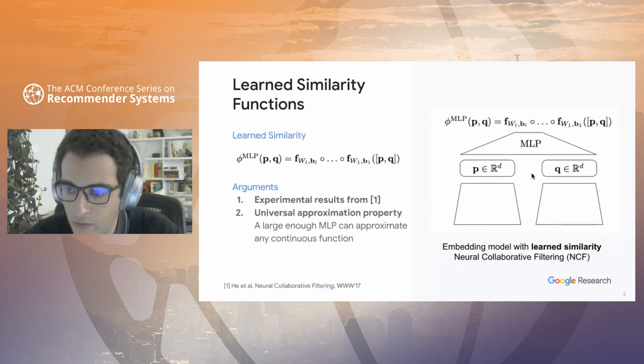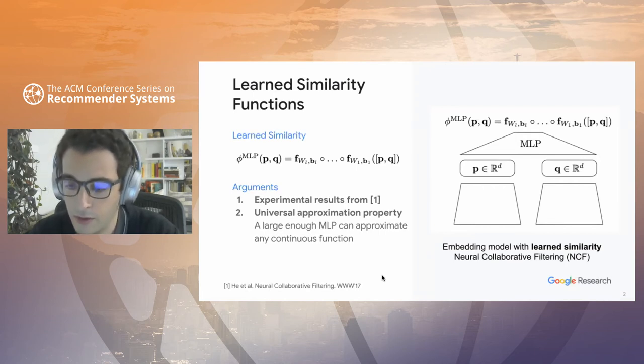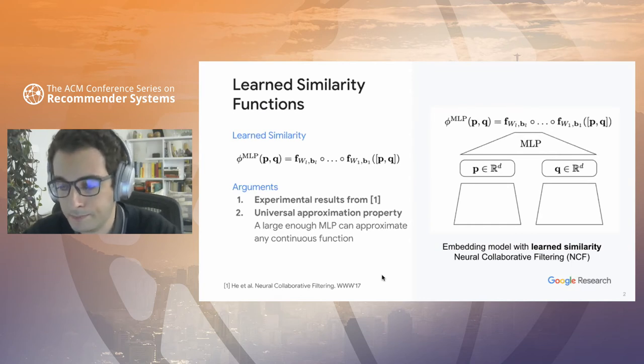Now, some recent work has advocated for replacing the dot product by a learned similarity function. One example, the simplest example, is to concatenate the embeddings P and Q, and then feed them into a multi-layer perceptron, or MLP for short. This approach is often referred to as neural collaborative filtering, or NCF, in reference to this paper by He et al. from WWW 2017. And mainly two arguments have been used in support of this approach. One is the experimental results from this paper, and two, the universal approximation theorem, which states that a large enough MLP can locally approximate any continuous function. And in particular, it should subsume the dot product.